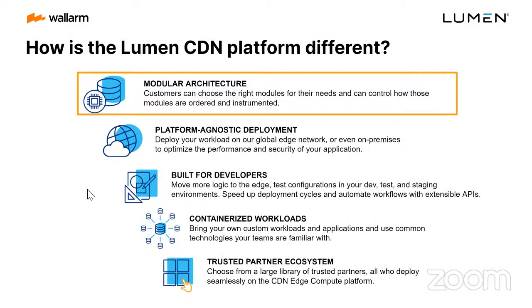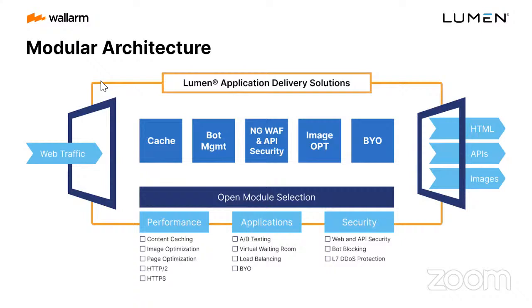So first, I want to tell you a little bit about our modular architecture. What I mean by that is that if you see the web traffic on the left and our origin on the right, we have a series of what I call building blocks that you can use and either activate or leave alone. Things like caching, bot management, next-gen WAF and API security. This is image optimization. And then this customer actually brought their own container as well. And so these modules, you can move them around. You can take them in and out as your performance needs or your security needs change.